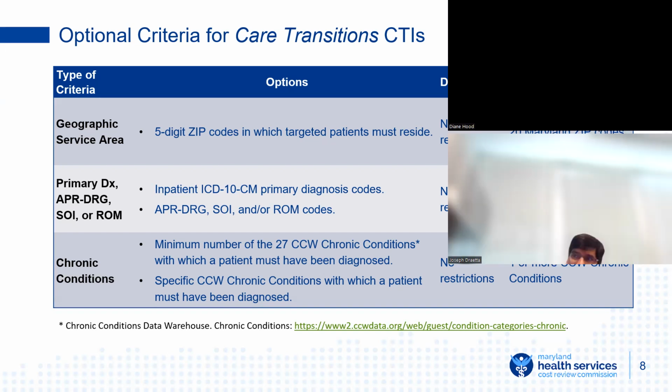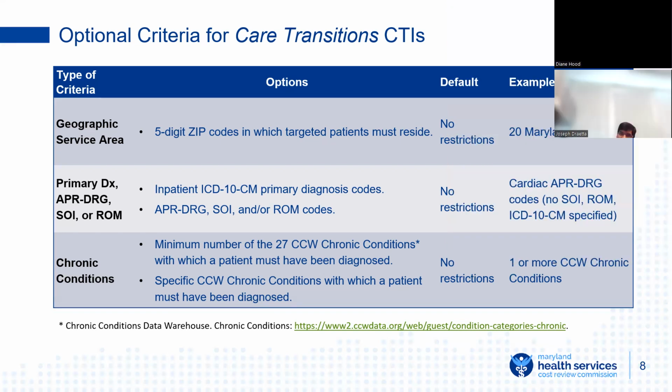Okay, so the first three optional criteria here for the care transition CTIs start with geographic service area, which simply limits the patient population based on the 5-digit zip codes in which the patients reside at the time of a hospital discharge that triggers an episode. In our example here, we used 20 Maryland zip codes to define that area for the hypothetical CTI.